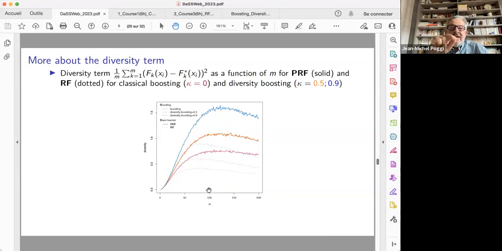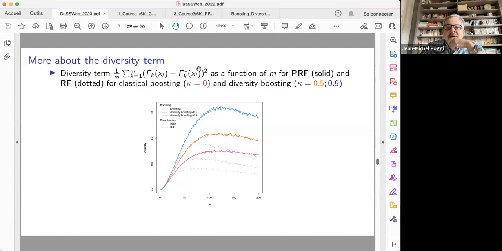We can zoom in on this diversity term. On this graph, you have on the x-axis always the number of iterations of the boosting, but the y-axis is quite different. It's a diversity term. This is the mean value. It is the counterpart of the diversity term I added in the cost function.